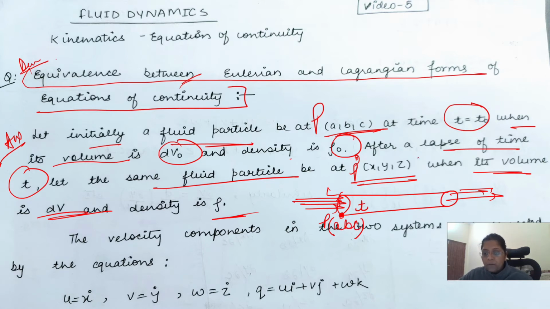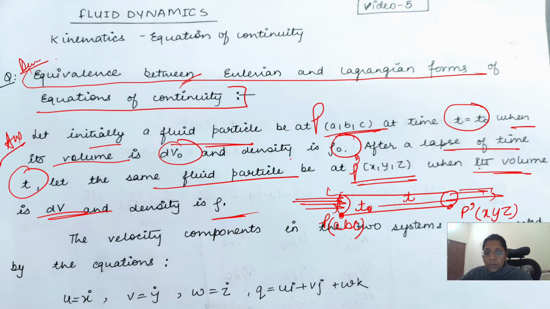Now this is at a time t0, and after a lapse of time t, the particle travels and reaches a point P dash. The coordinates of this will be x, y, z. This is a three-dimensional body, so you can use any variables to show the three-dimensional position.